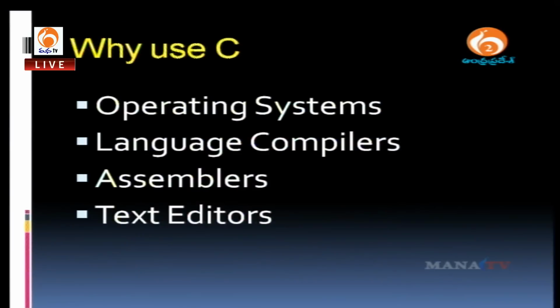Applications of the C language. These are the applications. You can develop new operating systems by using the C language. Operating systems like Windows, Unix, Linux, all these have been developed by using the C language. Language compilers can also be developed by using C. I think you all know that in Java there is one program called JVM.